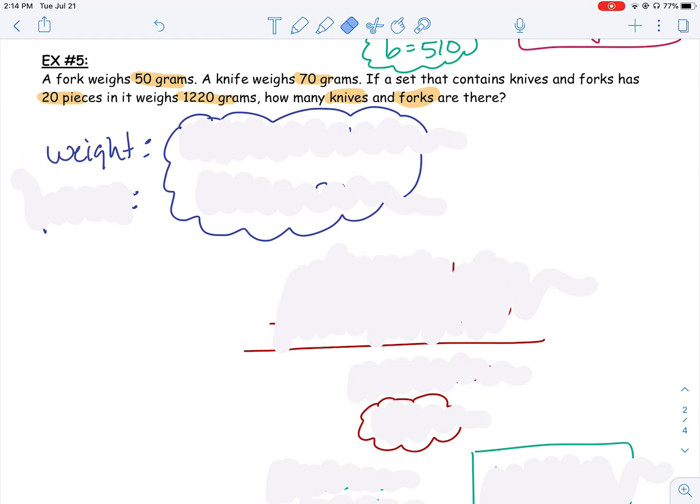So I'm going to do a first equation all about weight. I'm going to do a second equation all about the number of pieces that I have in this set. For weight, we know that each fork weighs 50 grams, so can I say 50 times F? I know that each knife weighs 70 grams, so 70 times however many knives there are. I can do 70 times K. I know that my fork weight plus my knife weight equals a total of 1,220 grams. So I've used up all of these numbers in that first equation talking all about weight, and I have my two variables there.